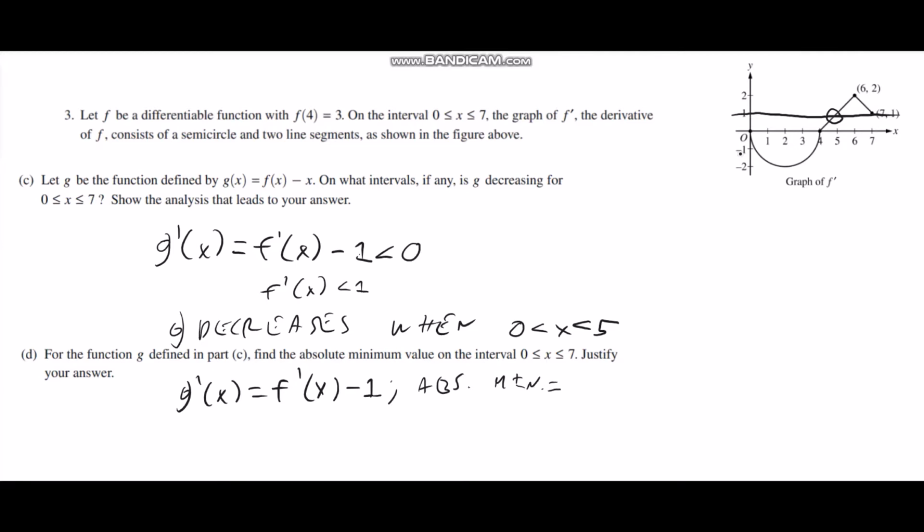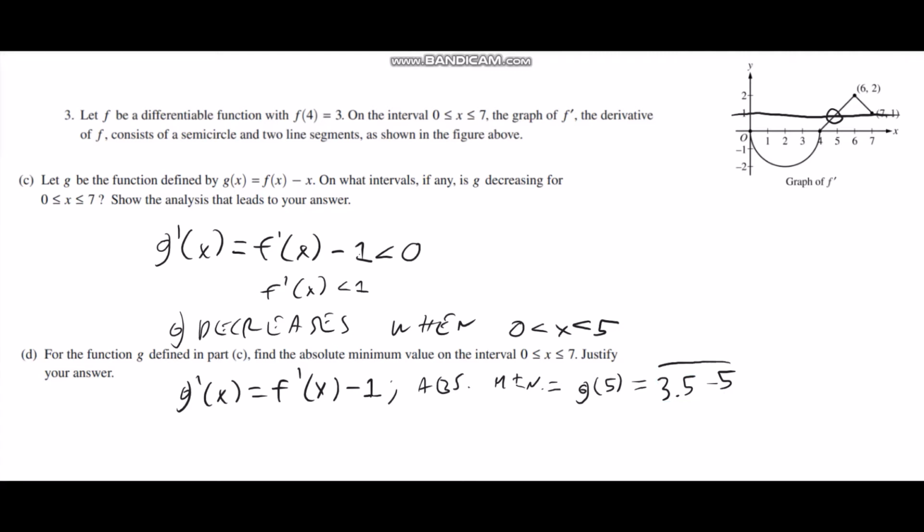But keep in mind, and I have a feeling this was a common mistake on the exam, that we don't want the x-coordinate. We actually want the function value. Right? We're looking for the absolute minimum value of g. So what we want to do is find g of 5. Well, g is defined right here. It's f of x minus x. So this is going to be equal to f of 5 minus 5. If you recall from part A, we found out that f of 5 was equal to 3.5. Then we just have to subtract 5. So that is g of 5.